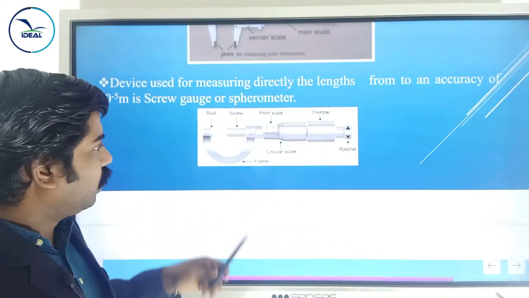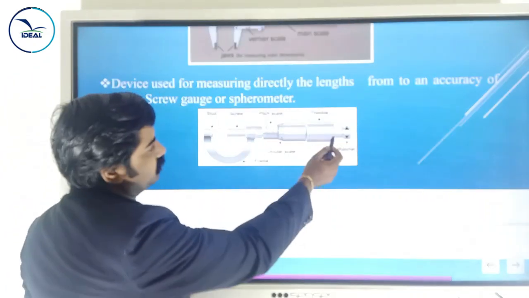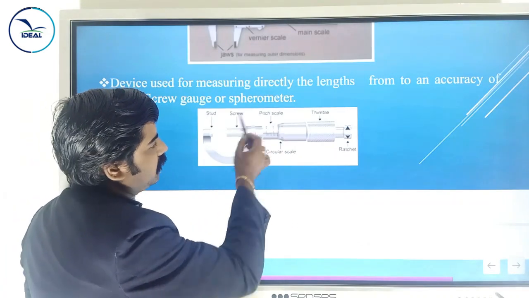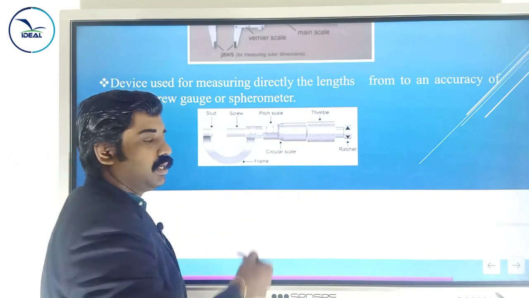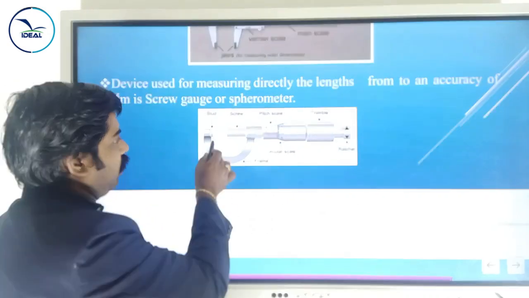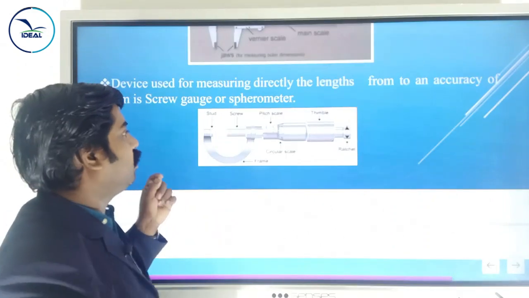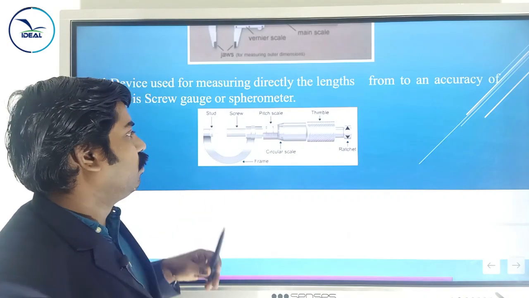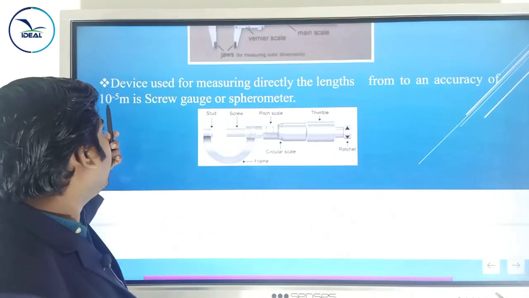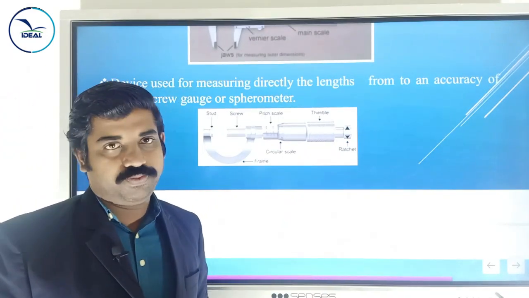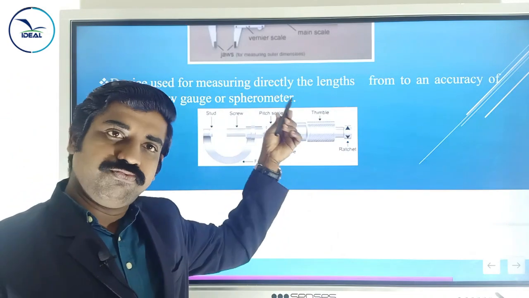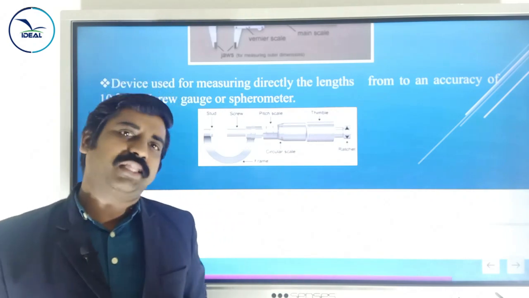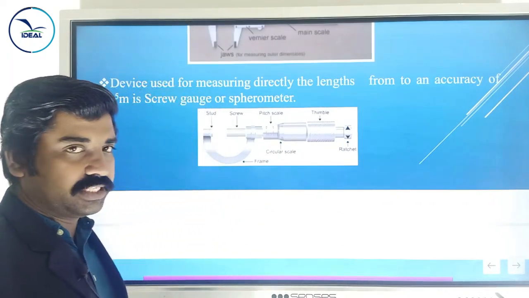Okay, screw gauge. Here we can see a screw. We can adjust it by rotating this, and there is a scale called the pitch scale, and another called the circular scale or the head scale. Here we put whatever we need to measure. We can put a wire or anything. So by using this we can measure an accuracy of 10 raised to minus 5. Tiny particles are measured using some other methods, which we will discuss.